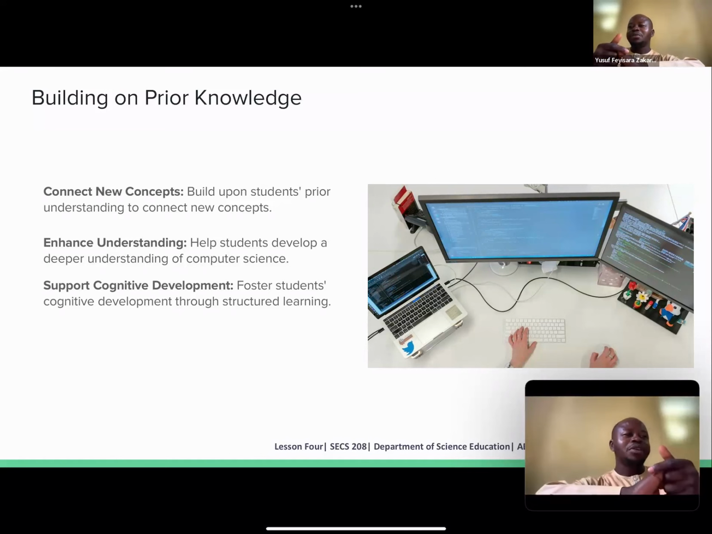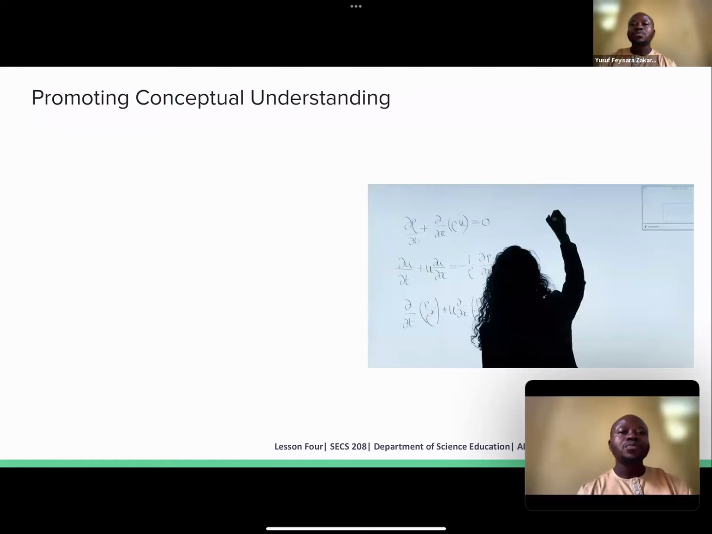So this kind of curriculum that we preach, we're going to have an interconnection between the topics. We shall talk about Spira very soon. Building on prior knowledge will support cognitive development of the students. And how can you promote conceptual understanding?